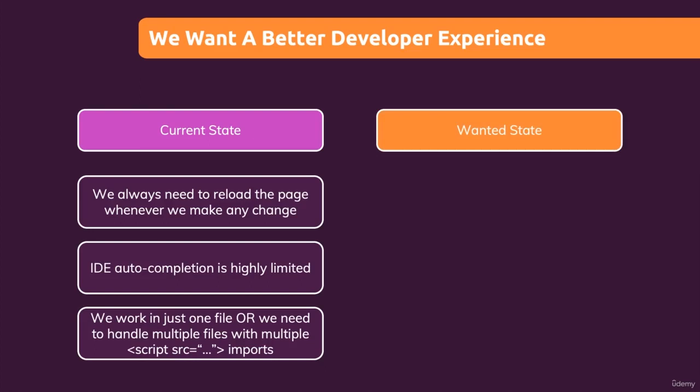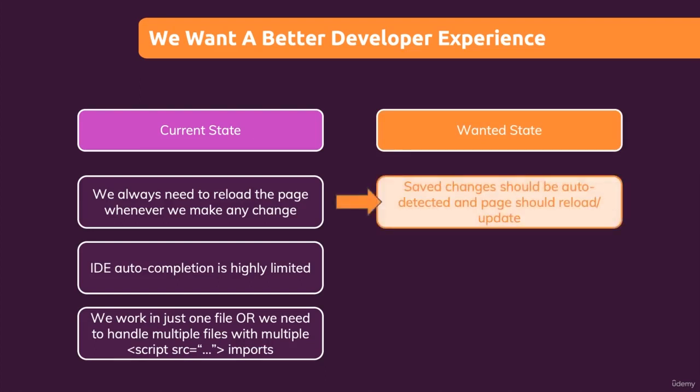Our wanted state might look like this. It would be great if saved changes, so whenever we change something in code and we save those changes, would be auto-detected and then the page would automatically reload, or maybe even better than that, not just reload, but simply update that part of the page that did change and therefore keep all our state around. That would be great. It would save us a lot of time.